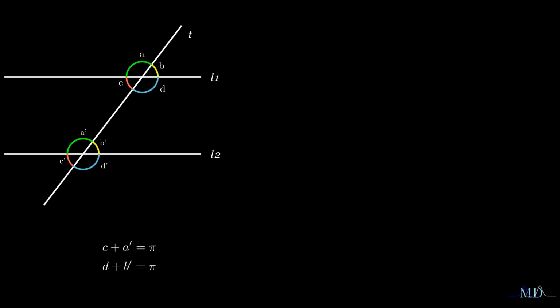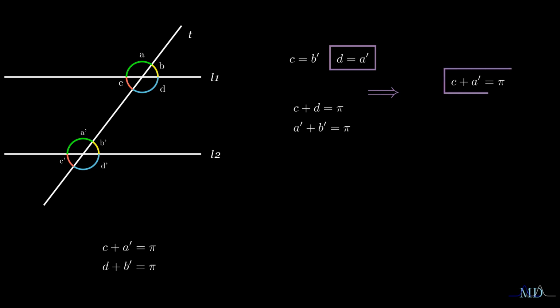We conclude this video with the statement about consecutive interior angles. We have just proven that two parallel lines cut by a transversal form congruent alternate interior angles, knowing that C and D are supplementary angles, and so are A prime and B prime. It is trivial to prove our statement.